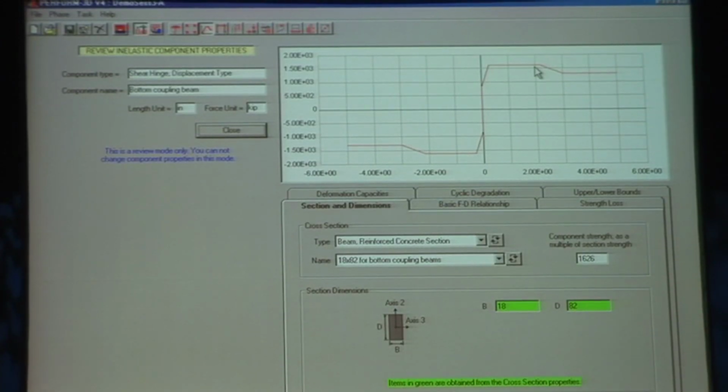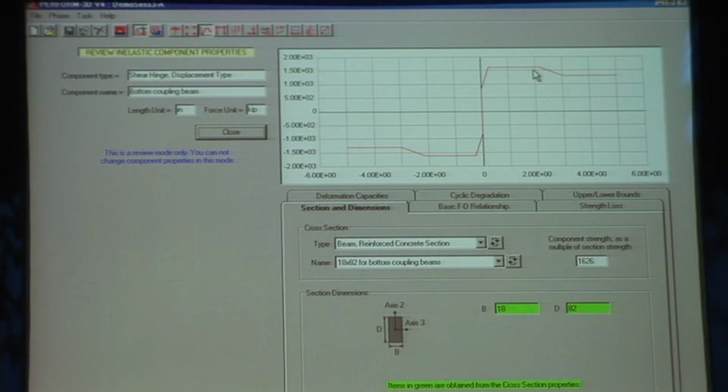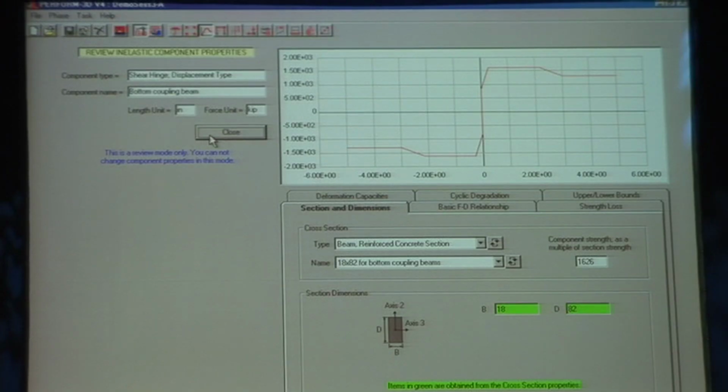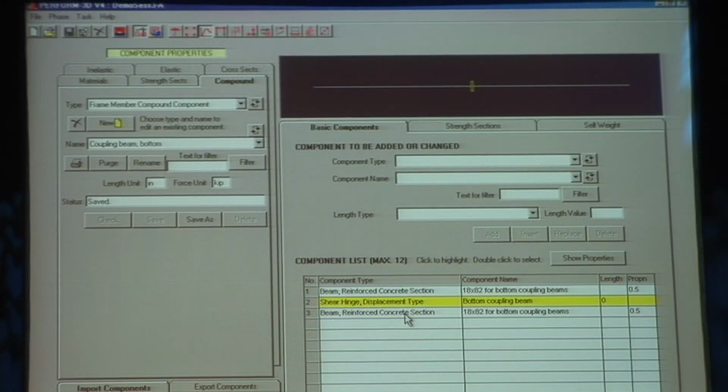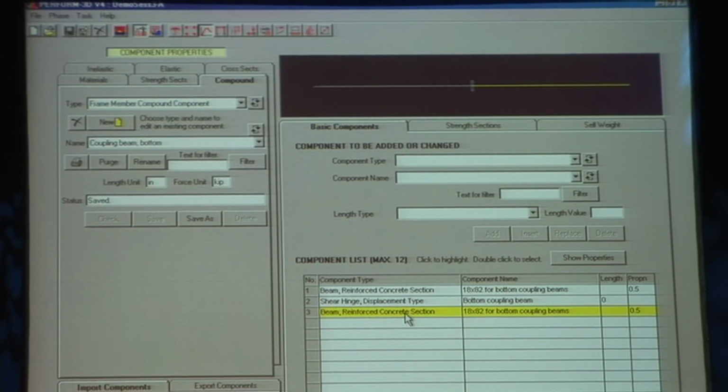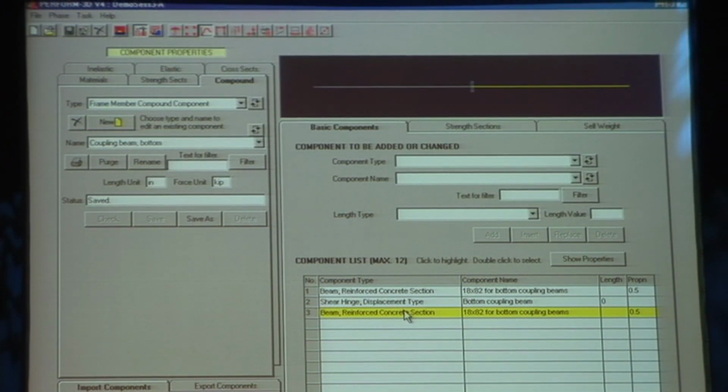And I think it's 0.03, which is what is allowed by ASCE 41 for a diagonally reinforced coupling beam. So it would be 0.03, a 3% strain, or a 2.16-inch shear deformation over a 72-inch length. And it was a simple one. It consists of a length of elastic beam, a shear hinge, and a length of elastic beam. And the other ones were all the same, except they had different strengths.